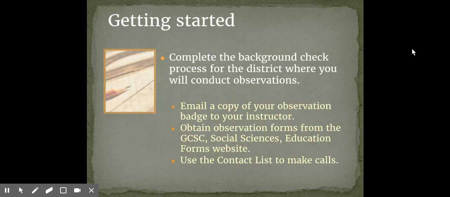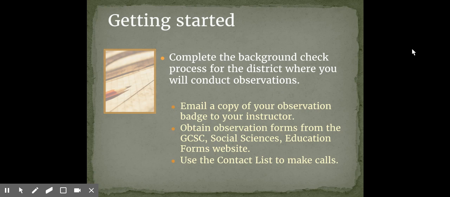So, how to get started? Very important you do this very early on. Complete the background check. This is the process where the district will give you information on the background check. Once cleared through the background check, you'll be able to conduct your observations. Email me a copy of your observation badge. So when they give you a badge or verification that you're good to go, you can send me an email.